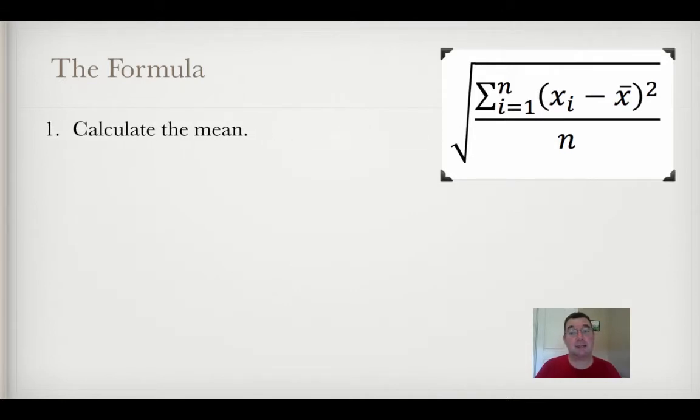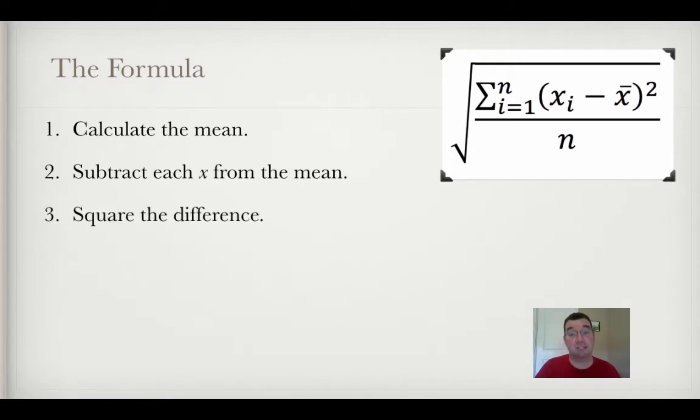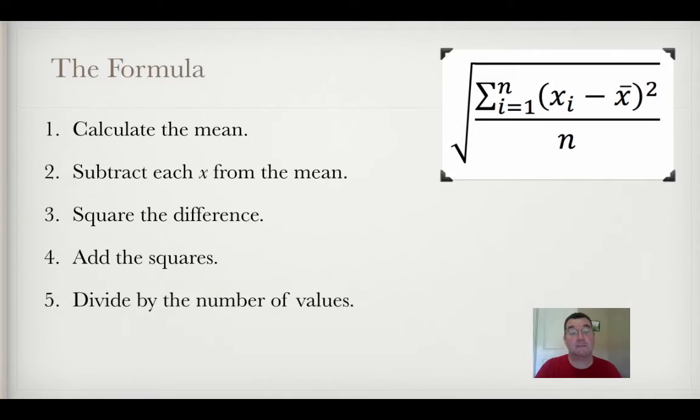So we calculate the mean. That's what x bar is, that x with a little bar over top. We subtract each x from that mean. We square each difference. We add all of those squares together. We divide by the number of values. That's what n is. And then we take the square root of the whole thing, and that is the standard deviation.